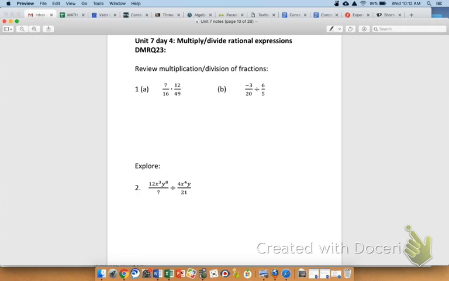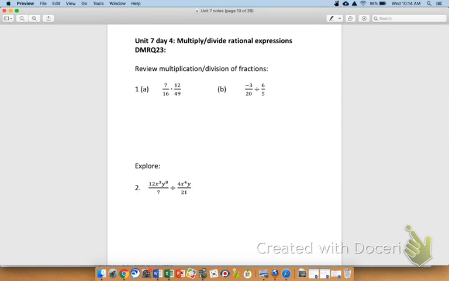So if you would, take a minute, look at number 1a and b. These should look really familiar. We've done a lot of work with fractions this year and I'm hoping that you'll be able to handle both of these. So take a minute, pause the video, give these a shot. All right, so let's see if our answers match up.